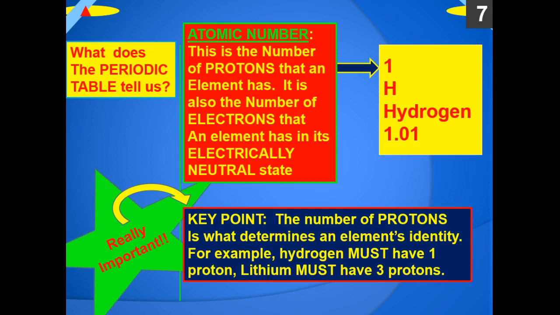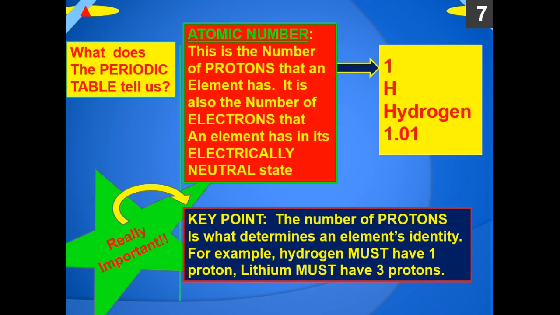The number at the top is called the atomic number. This is the number of protons that an element has. It is also the number of electrons that that element has if it's electrically neutral. So in the case of hydrogen, it has 1 proton and it has 1 electron.